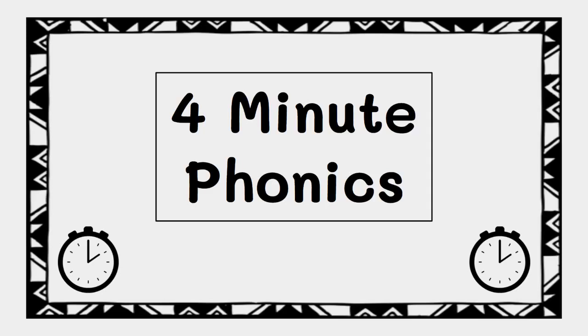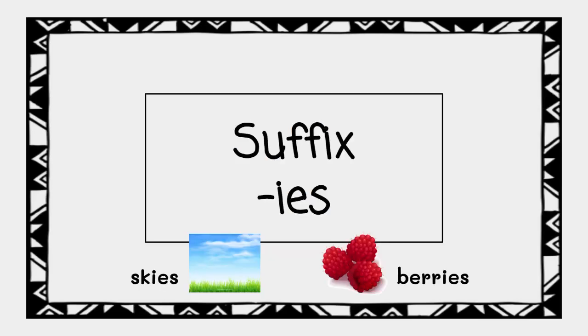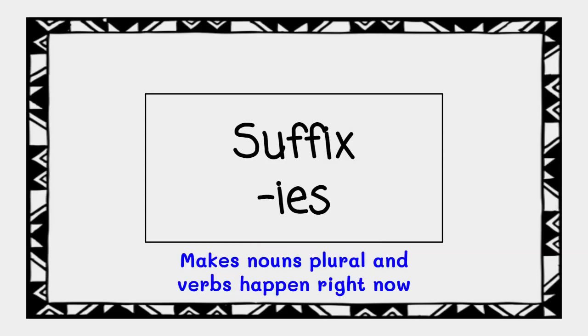Welcome to 4-Minute Phonics. In this video, we are going to practice reading and spelling words with the suffix IES. This suffix is used for the same two reasons you would use the suffix S. It can make nouns plural or show that verbs are happening right now.